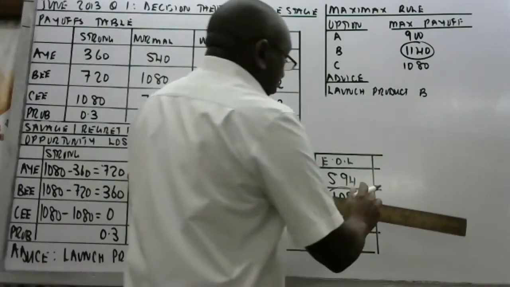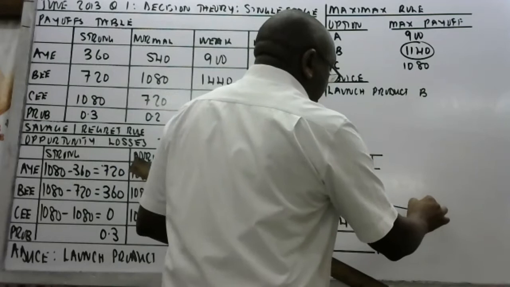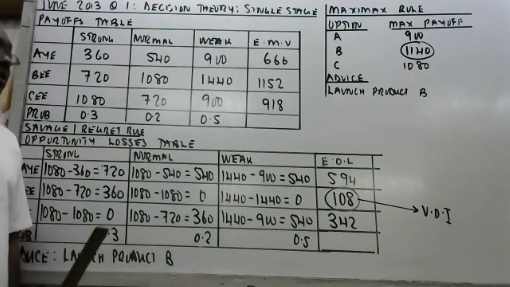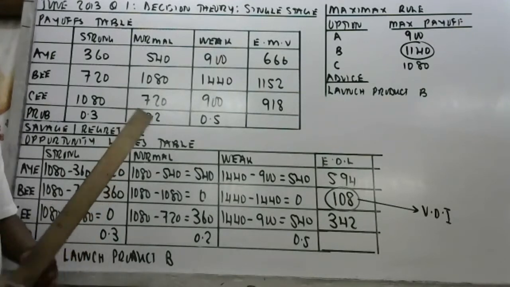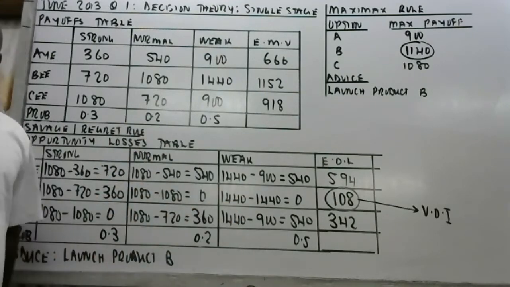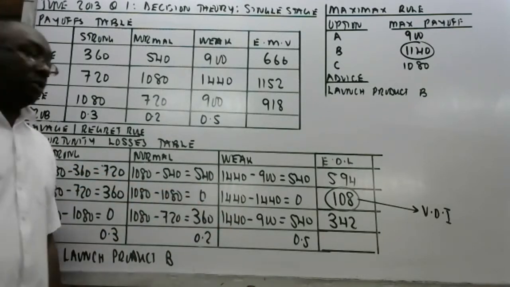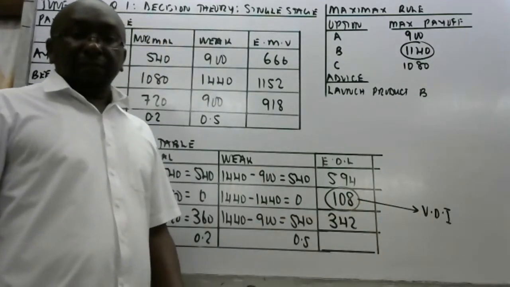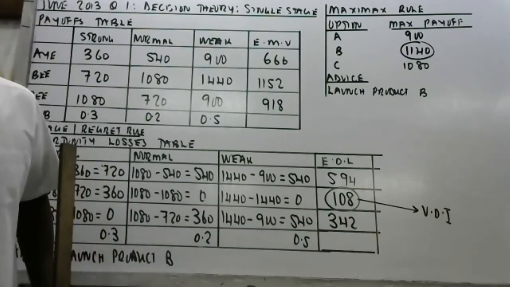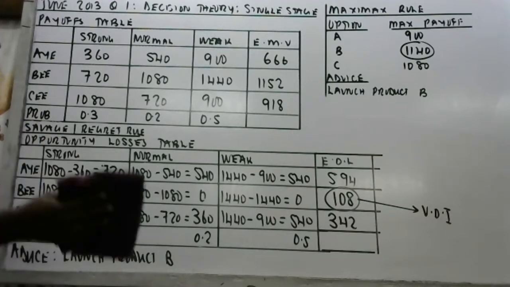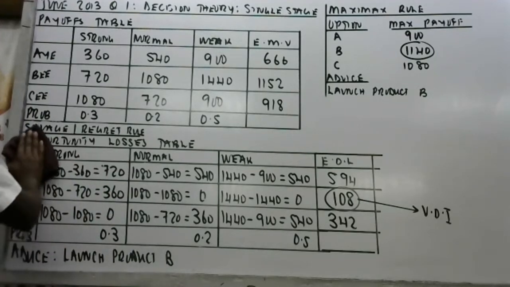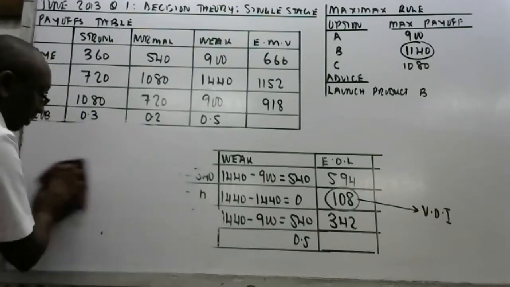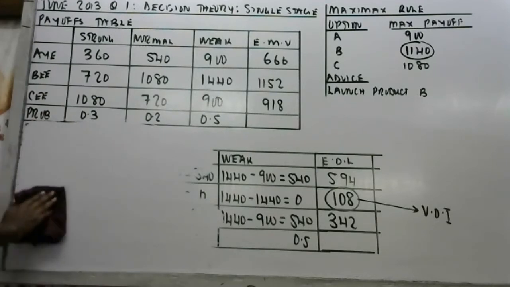And if they had asked you to get the value of information, this is also the value of information. If you have already created this table and they are now asking for the value of information, you don't have to compute. You take the lowest. The lowest expected opportunity loss is the value of information.